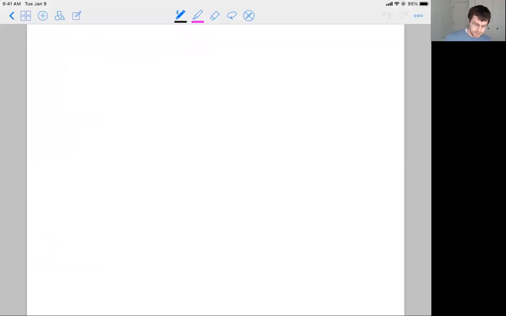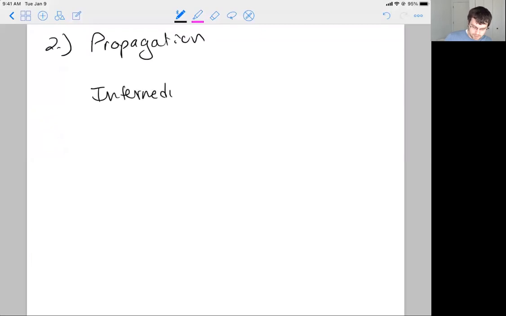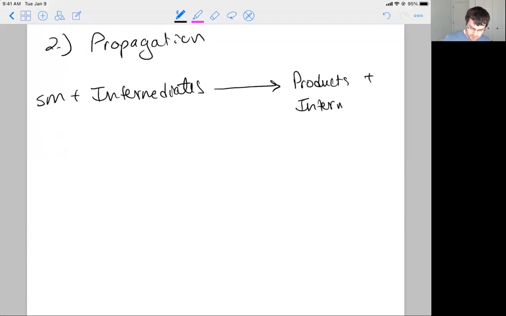Then in step 2, which is propagation, we go from reactive intermediates and generally starting materials, things that we can put into a bottle, to products plus intermediates.